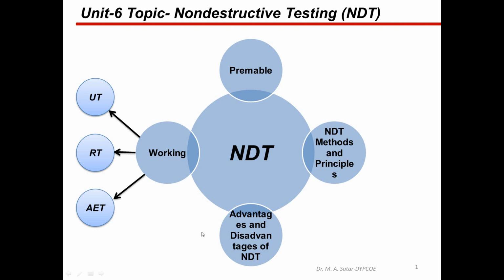Testing of material is an imperative part of quality assurance. For first year engineering, following is the syllabus where we will study different NDT methods and their advantages. Three different NDT methods we are going to study: one is ultrasonic testing, UT, radiographic testing, RT, and acoustic emission technique, AET.